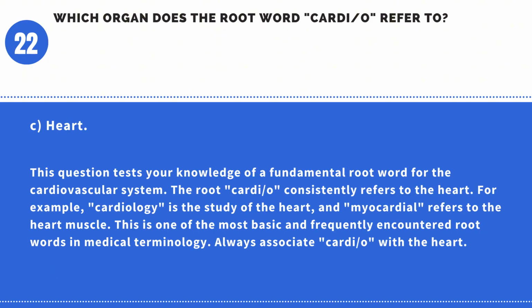Answer C. Heart. This question tests your knowledge of a fundamental root word for the cardiovascular system. The root cardi/o consistently refers to the heart. For example, cardiology is the study of the heart, and myocardial refers to the heart muscle. This is one of the most basic and frequently encountered root words in medical terminology. Always associate cardi/o with the heart.